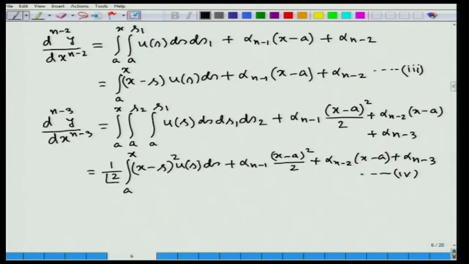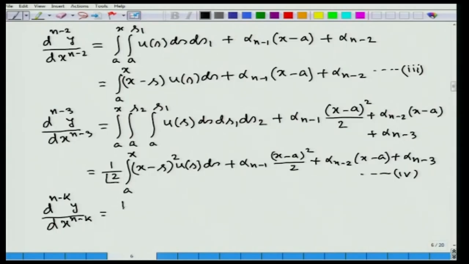So, that means at the kth step, we can find this result: d n minus k y by d x n minus k will be equal to... Now, just try to understand, when 3 is here, that is n minus 3, we have 1 by factorial 2 and x minus s whole square. When this is n minus 2, so 2 is here, this is only 1 by factorial 1, we can assume this expression as 1 by factorial 1 into x minus s whole to the power 1.